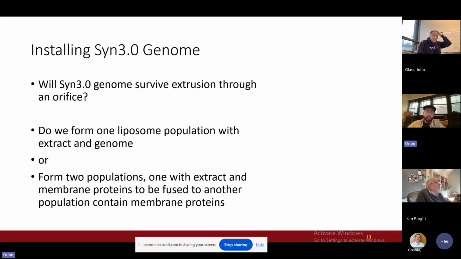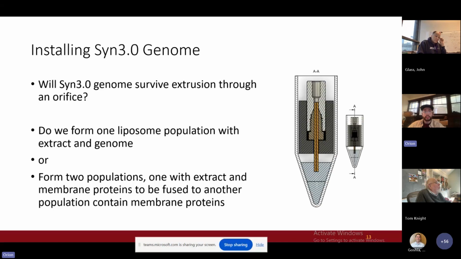So installing the Syn 3.0 genome, I think, is honestly going to be the hardest part. And I think the question is, does the Syn 3.0 genome survive this extrusion? In terms of these different HPLC tubing, we work with 25 micron, 50 micron, 75 micron, and 100 micron. And I believe it was tried by Andre passing the Syn 3.0 genome through a 50 micron tube, and it seemed to be somewhat intact. So Tyler has sent me a genome and mycoplasma to try, just extruding and see how that goes.